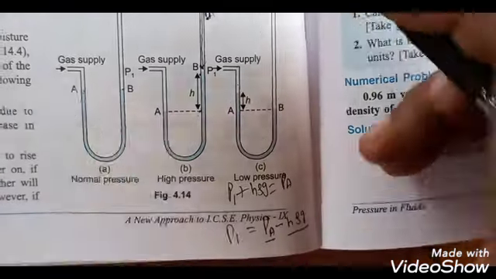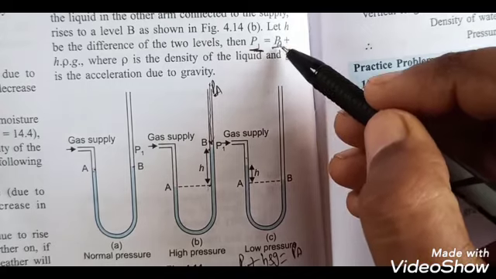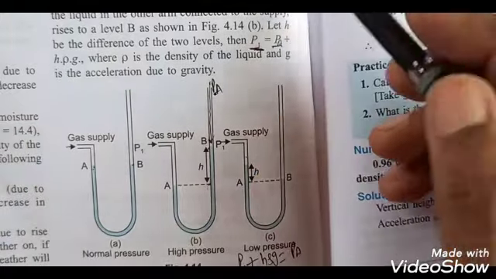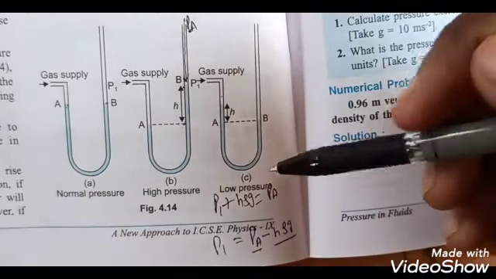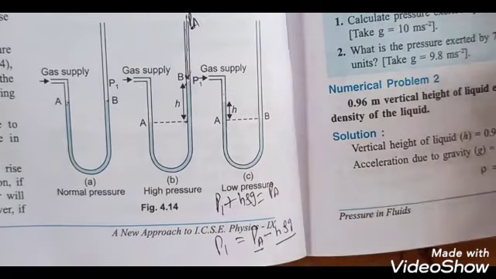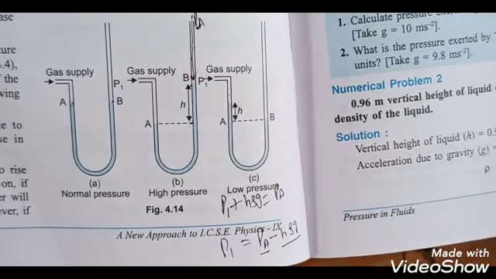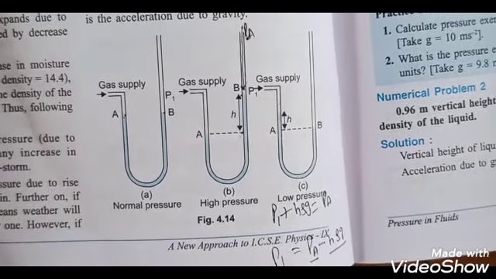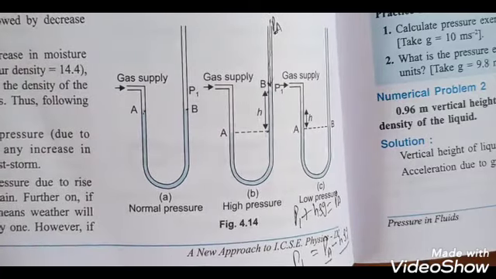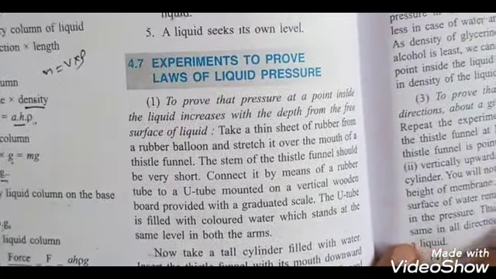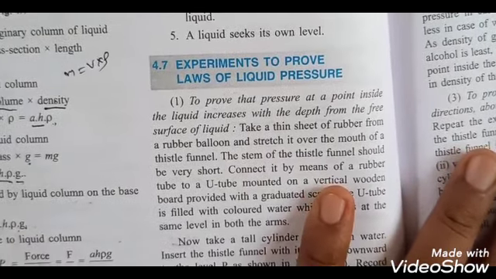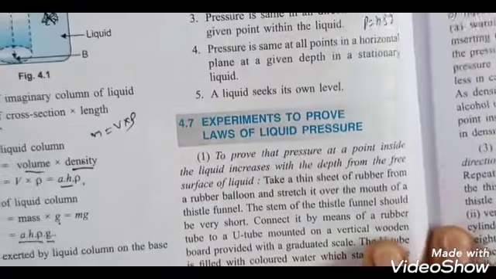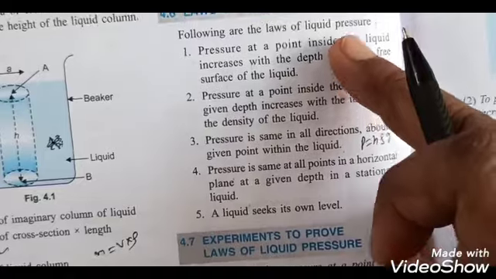So if the pressure of the gas is more, then it is atmospheric pressure plus H rho g, where H is the difference in height of the liquid in both limbs. If the pressure of the gas is less, then it is atmospheric pressure minus H rho g. This way we will get the air pressure or gas pressure. Because this manometer is required in this topic, that is why I have discussed it. Now come to the next topic: experiment to prove the laws of liquid pressure. These are the laws which we have already discussed.